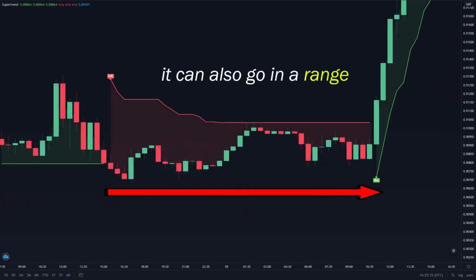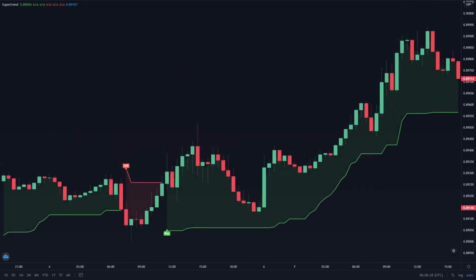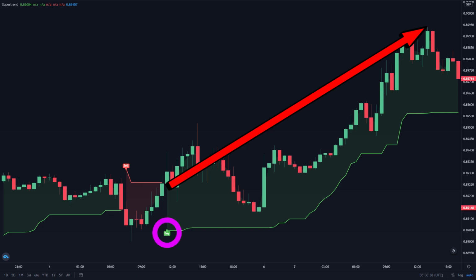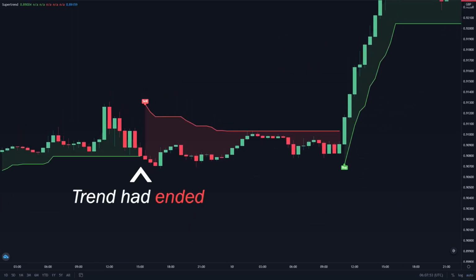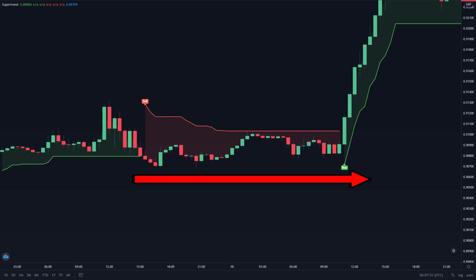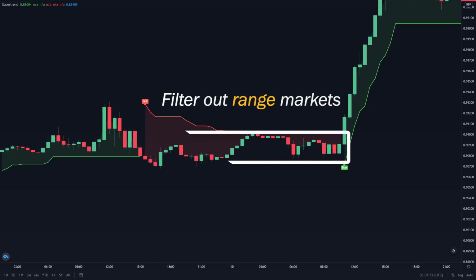So because the super trend is constantly showing signals non-stop, it will also show signals when the market is in a range. Like in this example, you can see that the market was on an uptrend and the super trend displayed a buy signal. And now, you see that the trend had already ended and the market went flat. But the problem is, because the super trend is always giving signals, it displayed a sell signal even though there wasn't any trend. So what we need to do is filter out these range markets so that we only take signals from the super trend if the market is actually trending.